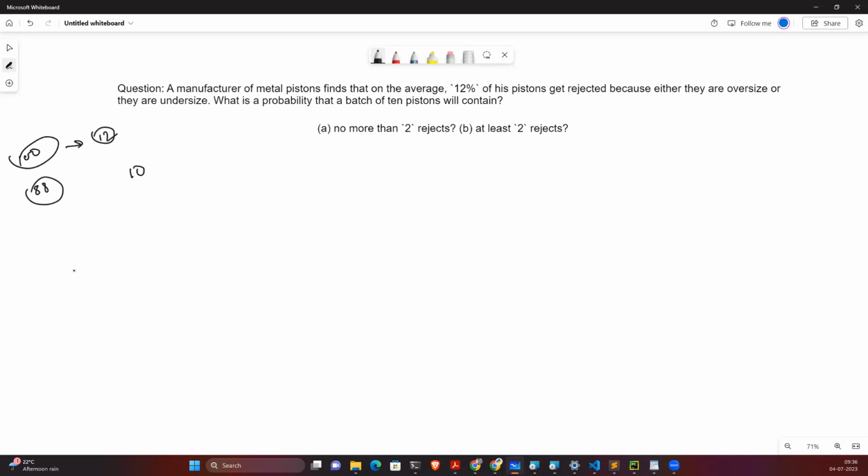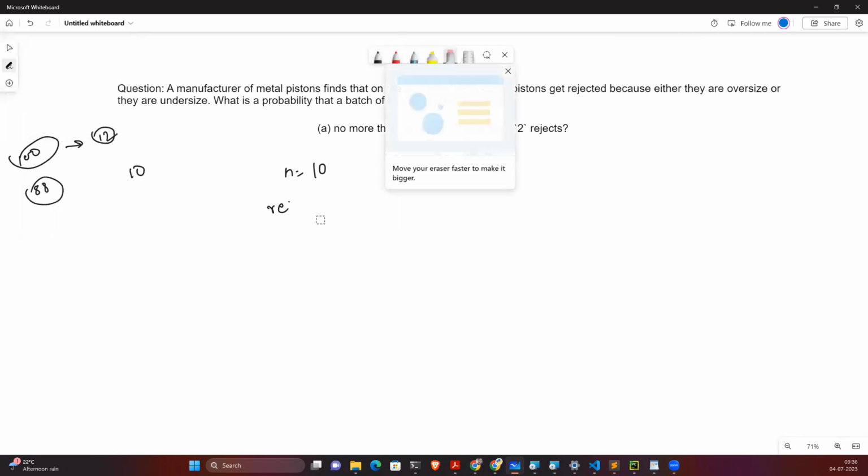Okay. So now just help me understand: what is the number of occurrences here? N is equal to what? 10. Sir, the class is recorded, sir. Yes, already. Class is getting covered. Okay. And the probability is what? 12%. They are saying 12% is rejected. So what is this 12%? 12% is the probability of rejection.